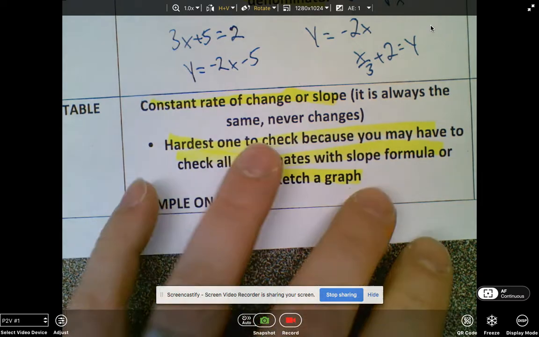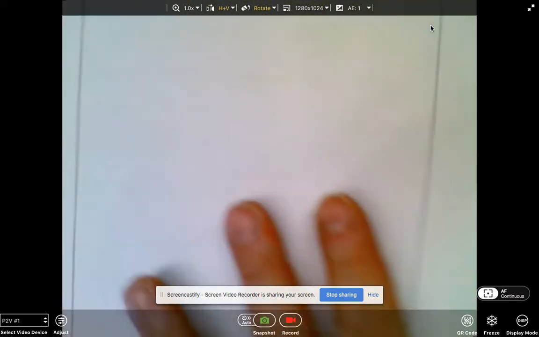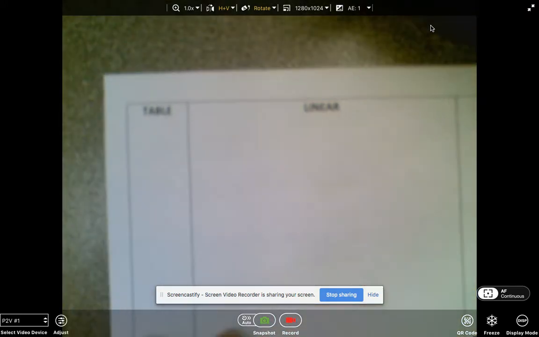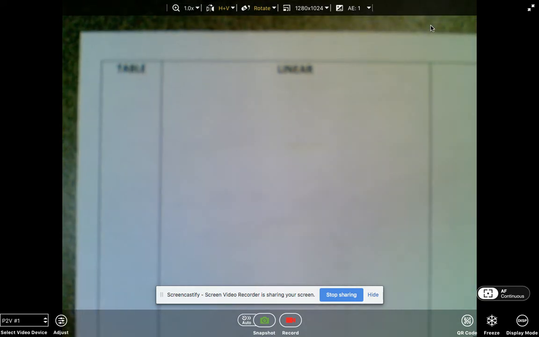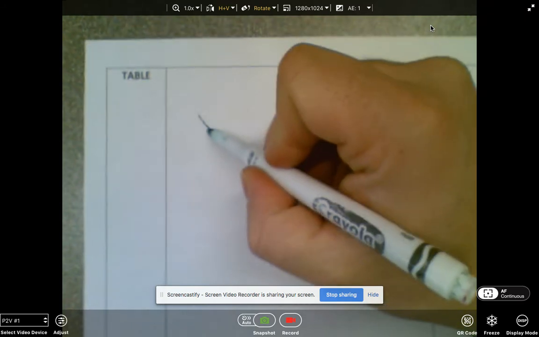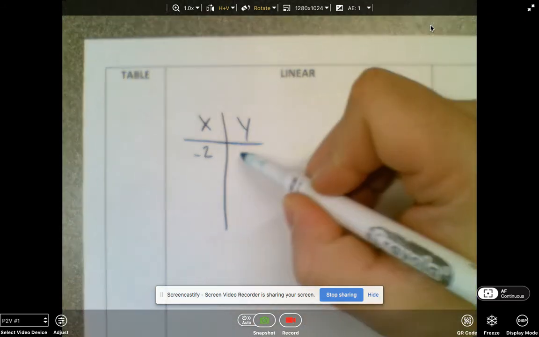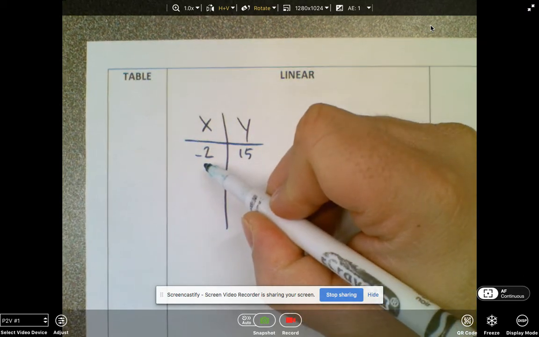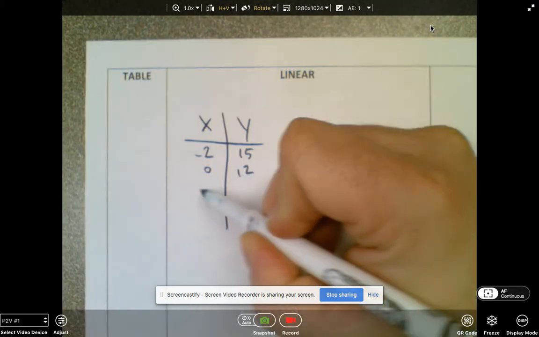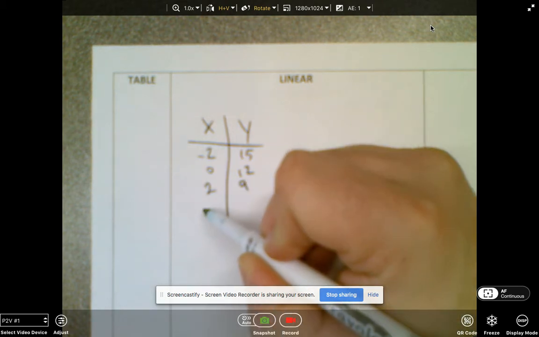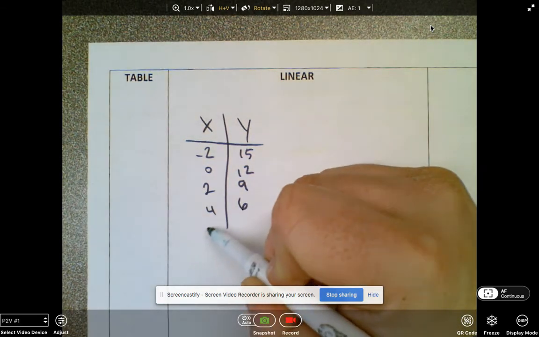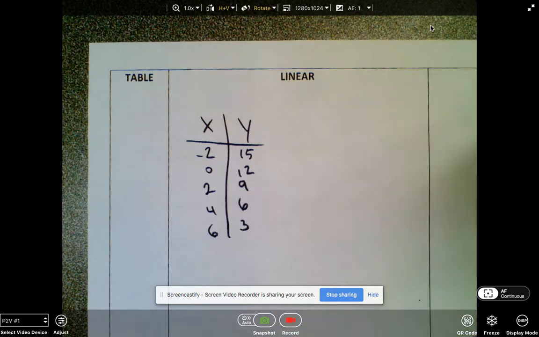So basically what I want to do is turn over the back, and we're going to do a couple of examples of a table that's linear and at least one table that's not linear. So let's copy this down here. Here's an example of a linear function. You have your x's and your y's. Let's do -2, 15, 0, 12, 2, 9, 4, 6, 6, 3. So make sure you're copying this down.